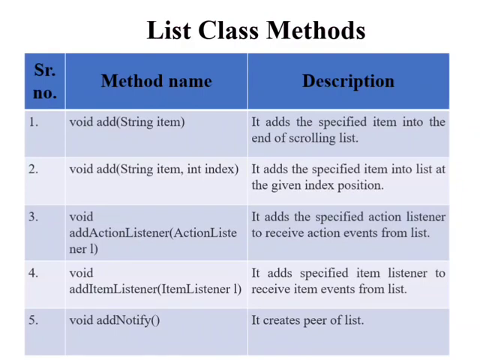Then the List class methods. First, void add(String item) adds the specified item to the end of the scrolling list. Next, void add(String item, int index) adds the specified item to the list at the given index position. void addActionListener(ActionListener l) adds the specified action listener to receive the action events from the list. void addItemListener(ItemListener l) adds the specified item listener to receive the item events from the list. void addNotify creates the peer of the list. These are the List class methods.